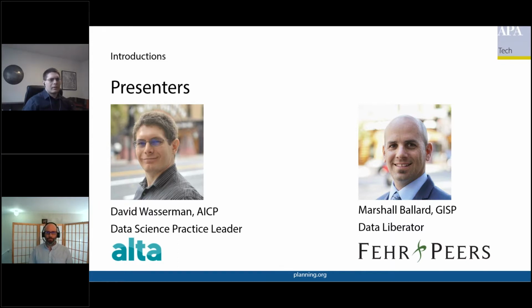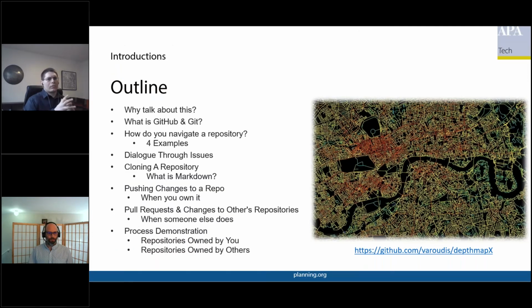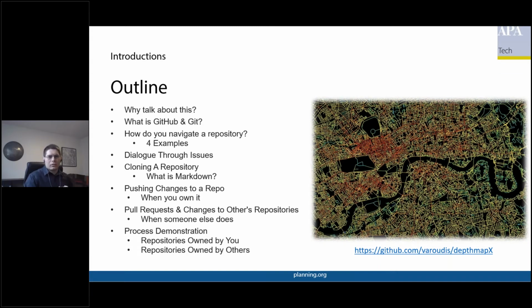Cool. In terms of our outline, basic things, we're going to talk about why we're going to talk about this. By that I mean why is this important to planners and planning at large. We will go over what is GitHub and Git and the distinctions between them. And we'll give some examples of planning repositories that might be great examples of what types of resources you can find on GitHub.